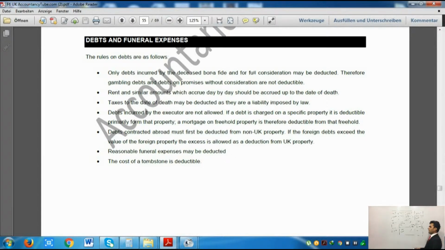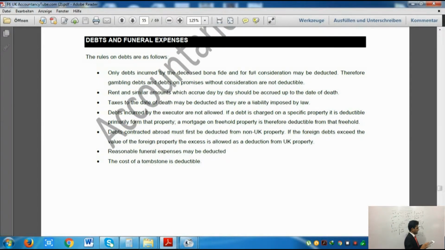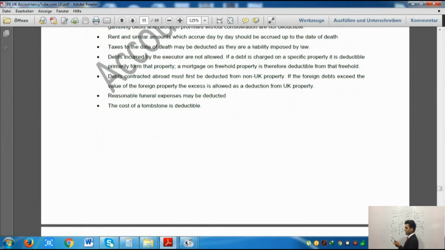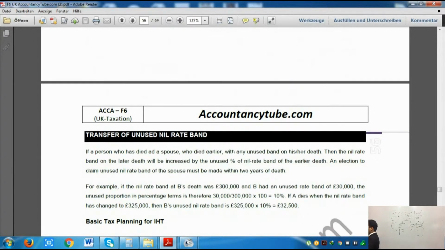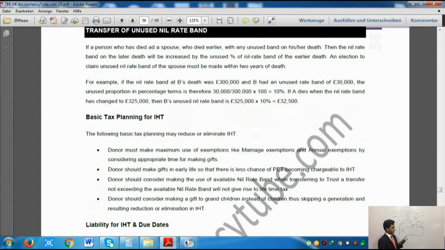Now if a person has died without using their nil rate band, their spouse can take their nil rate band to use in their own taxable death estate. Now how to do it? It says if a person who has died had a spouse who died earlier with any unused band on his death, then the nil rate band based on the later death will be increased by the unused percentage of the nil rate band of the earlier death.